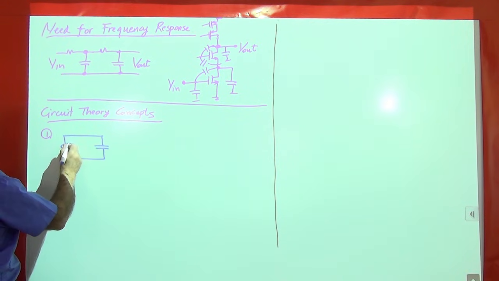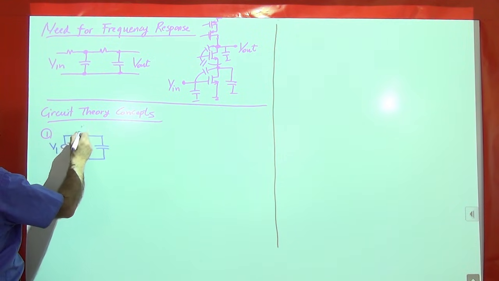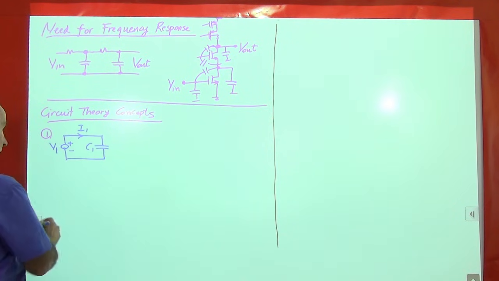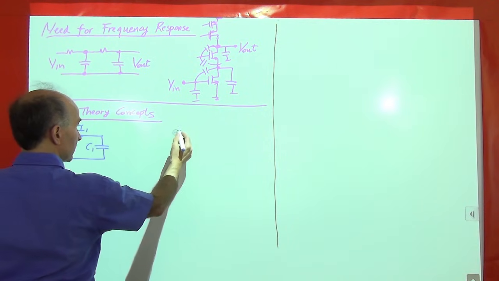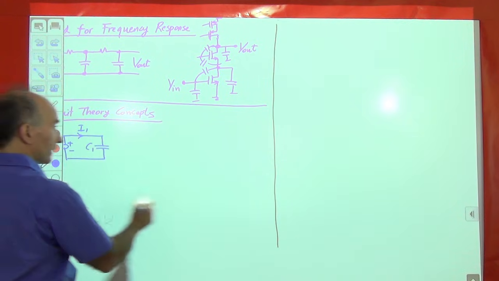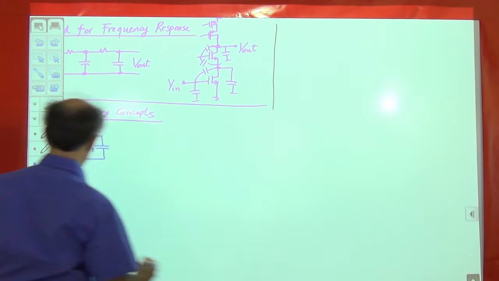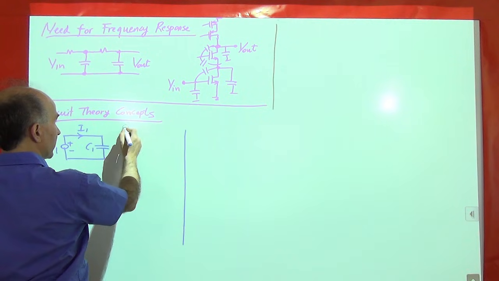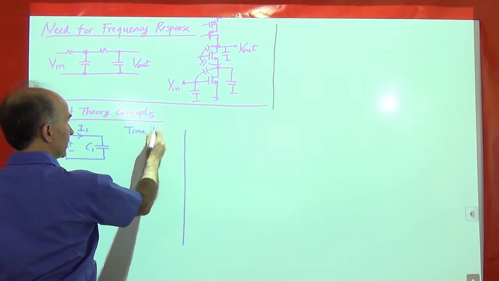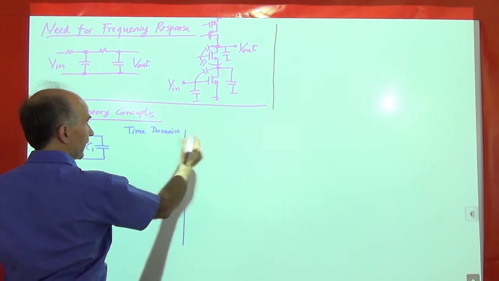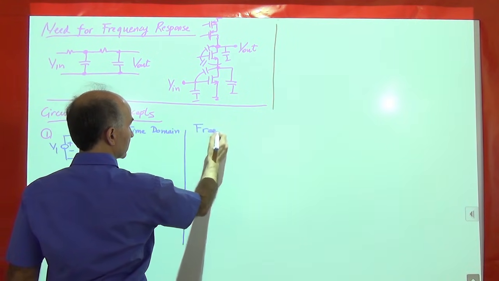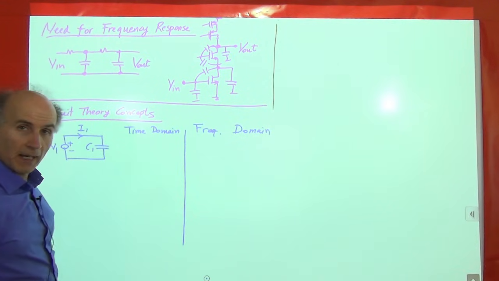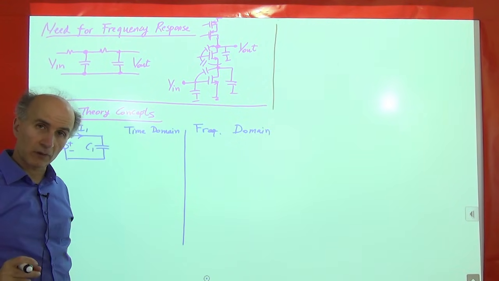And we give it a voltage and measure a current. This is C1. All right, so I'm going to create a time domain column and a frequency domain column. We want to analyze these in these different domains and gradually make them more complex circuits.